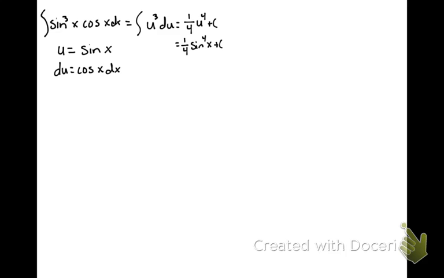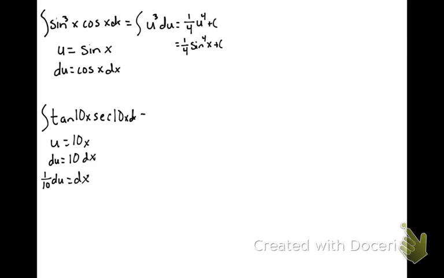Our final example on this round of u-substitution in trig, we've got the integral of tangent of 10x times the secant of 10x, and this looks an awful lot like what I would get if I were to take the derivative of a secant function. So in this case, if we let u equal 10x, then du equals 10 dx, or 1/10 of du equals dx.